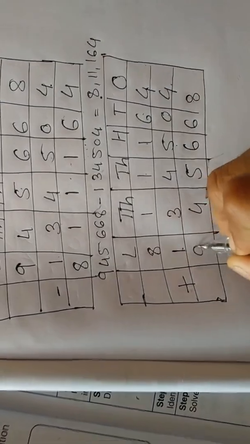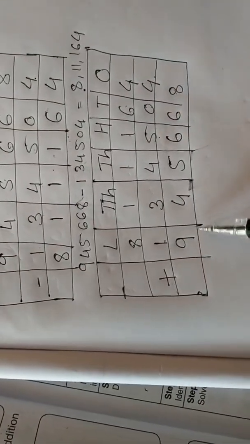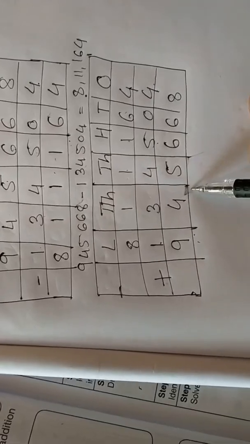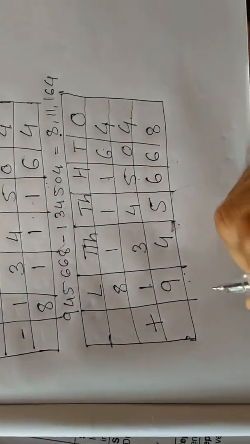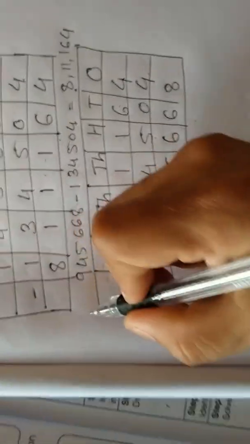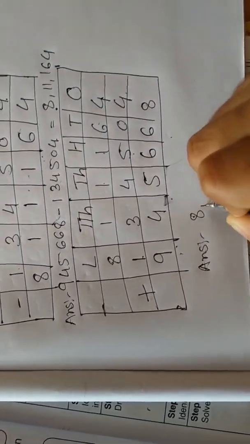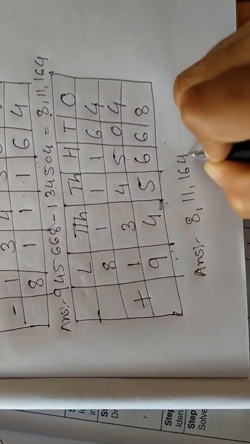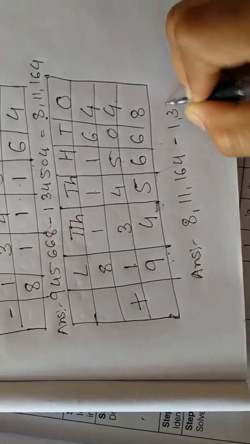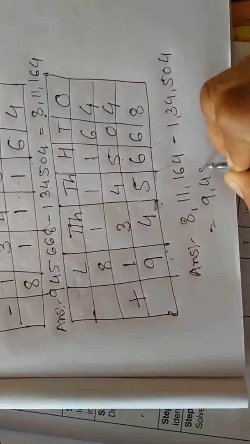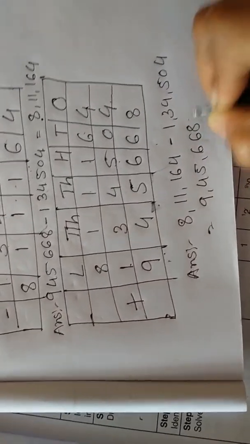8 plus 1, 8 on your mind, 1 on your finger, 8 after 9 is there. So answer is 9. So we'll get 9,45,668. So here we have to write the answer. 8,11,164 plus 1,34,504 is equal to 9,45,668. So our answer is this one. The answer is correct.